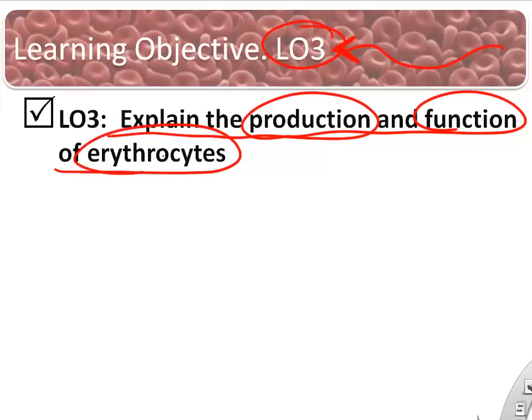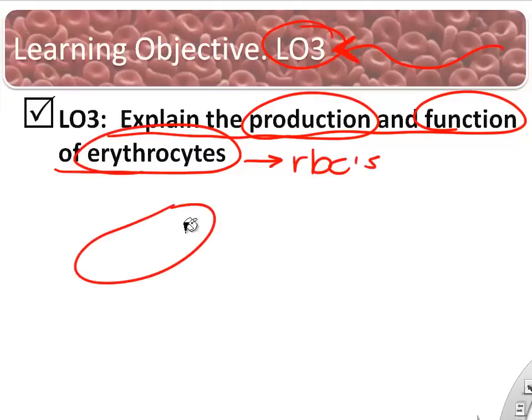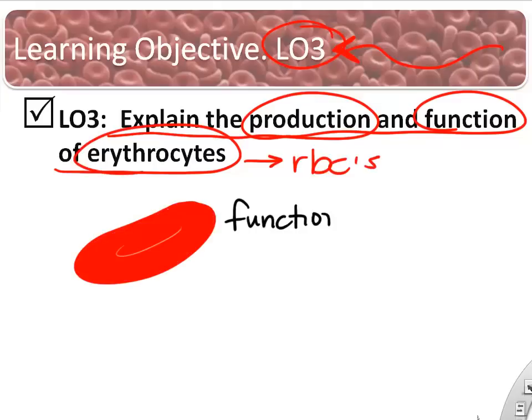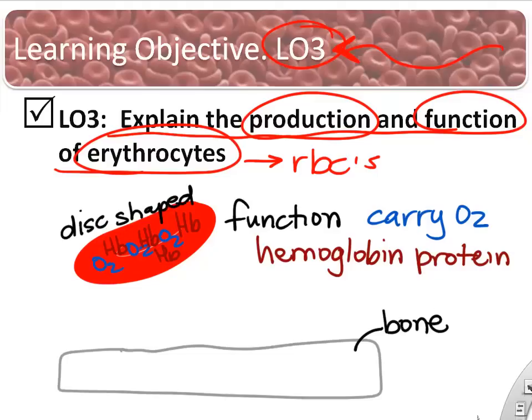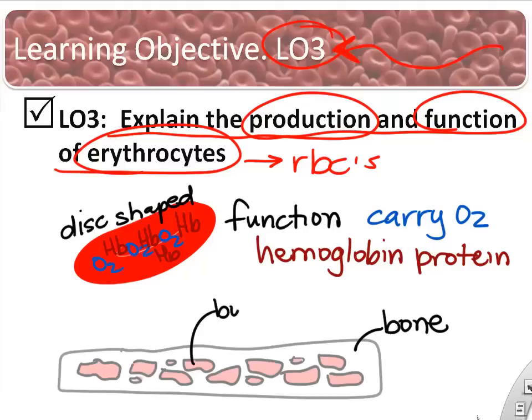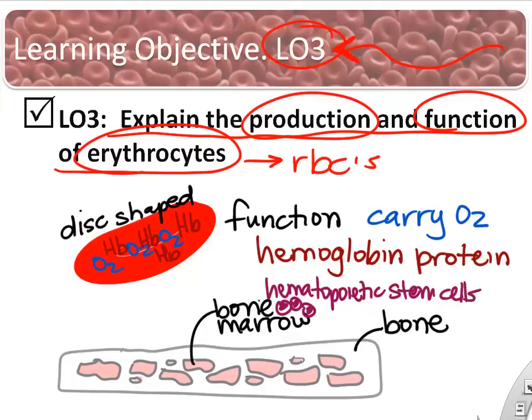Let's talk a little bit about the production and function of erythrocytes. So again, big picture, quick and easy thing to remember is that the function of erythrocytes is to carry oxygen bound up to this carrier protein called hemoglobin. And red blood cells have a traditional disc shape that's important for their function. Where are your red blood cells made? Same place all your blood cells are made, in your bone marrow by hematopoietic stem cells.